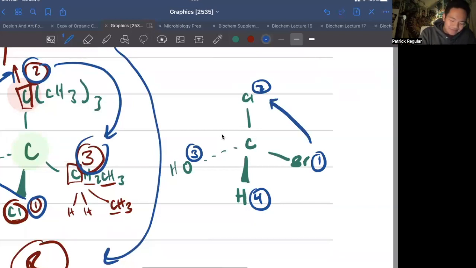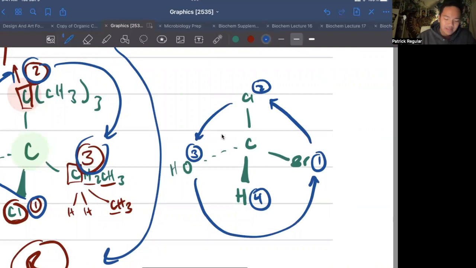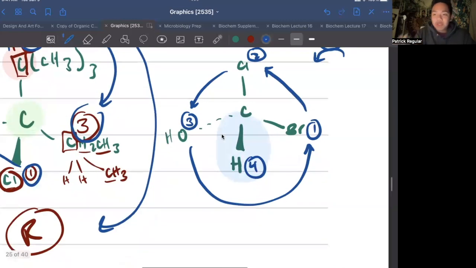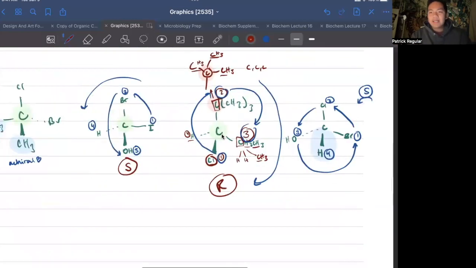1, 2 to 3 is counterclockwise, S. Normally it would be S, but notice, H is in the front. H is in the front, meaning that we have to switch it. That's an easy way: the moment the fourth group is in the front, switch it. It's going to be R.